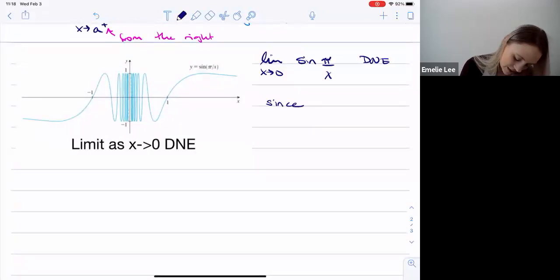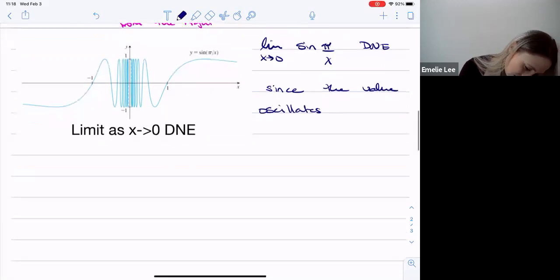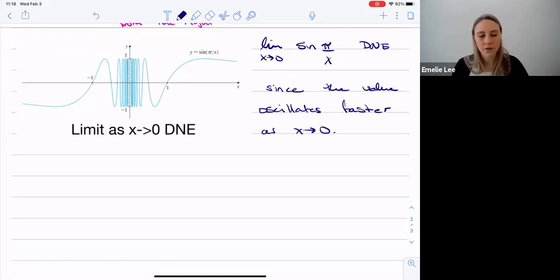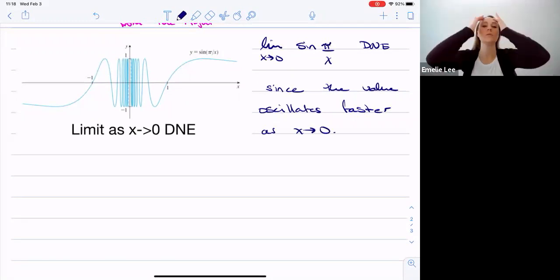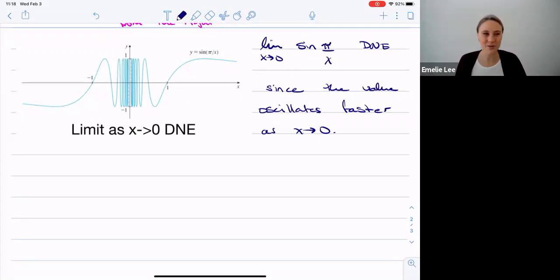And here I'll just explain, since the value oscillates faster as x goes to 0. Okay. So that's not something that I expect you to know or anything like that, but now I've told you. So now it's something that we've added.